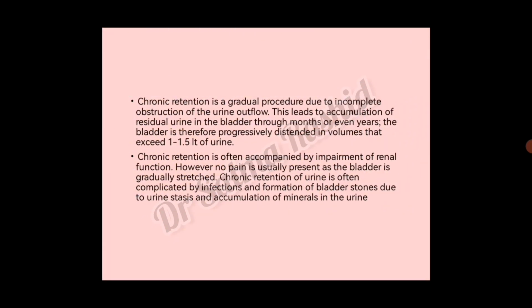Chronic retention is a gradual process due to incomplete obstruction of the urine outflow. This leads to accumulation of residual urine in the bladder over months or even years. The bladder is therefore progressively distended to volumes that exceed 1 to 1.5 liters of urine. Chronic retention is often accompanied by impairment of renal function. However, no pain is usually present as the bladder is gradually stretched. Chronic retention of urine is often complicated by infections and formation of bladder stones due to urine stasis and accumulation of minerals in the urine.